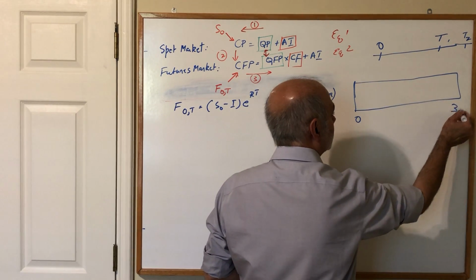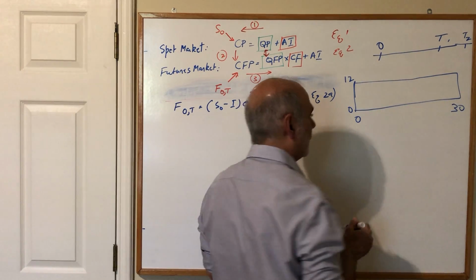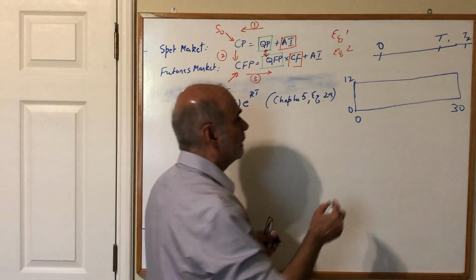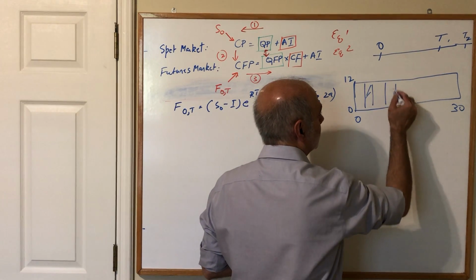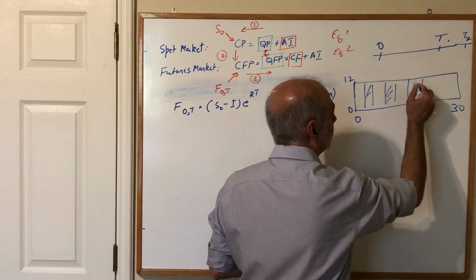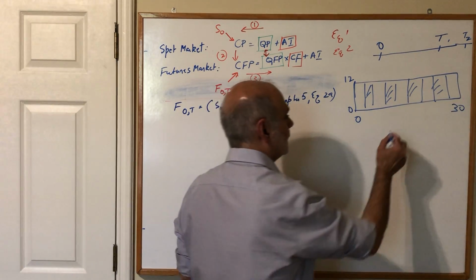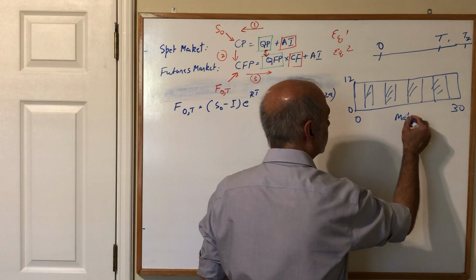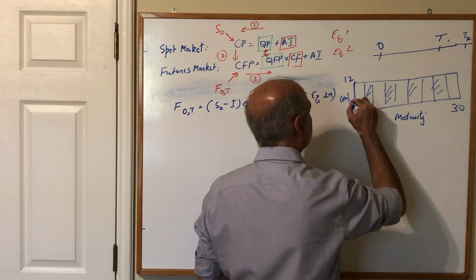Zero to 30, 0 to 12. And then we had our 4 contracts: 1, 2, 3, 4. Okay, so this is the maturity. This is the coupon.